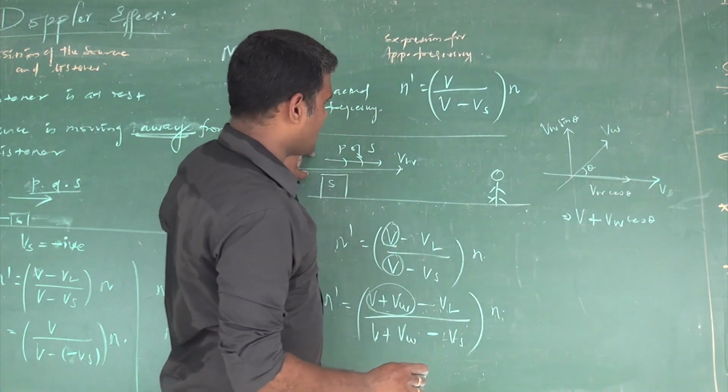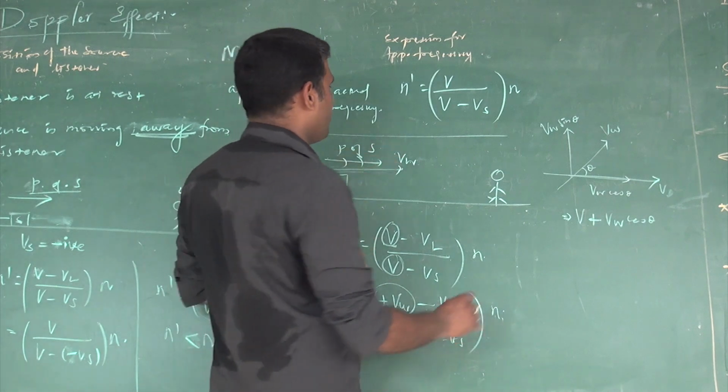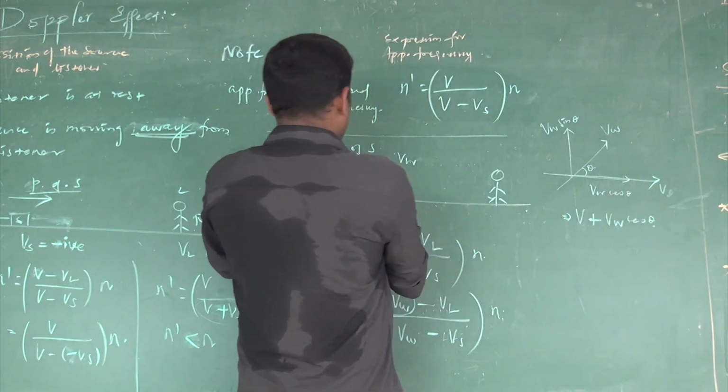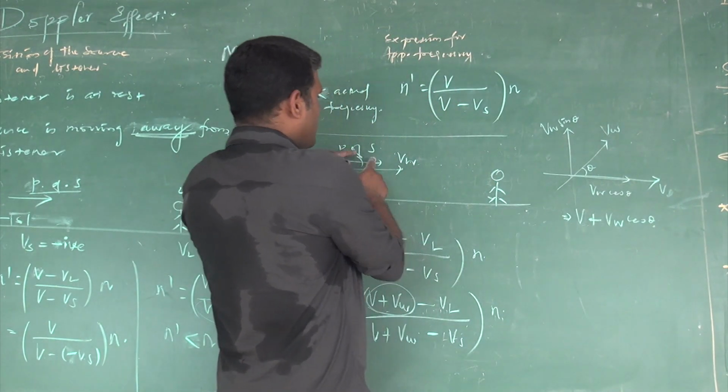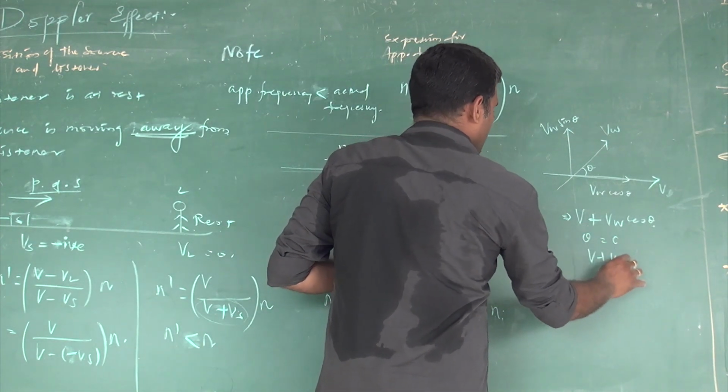As I have considered the condition, wind is blowing along the same direction as that of propagation of sound waves. Theta is 0 because the two are parallel. So theta is 0. So it is V plus Vw.